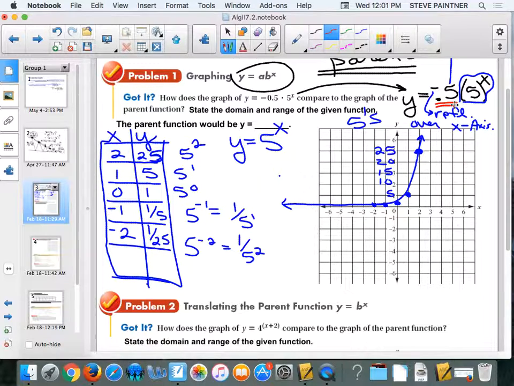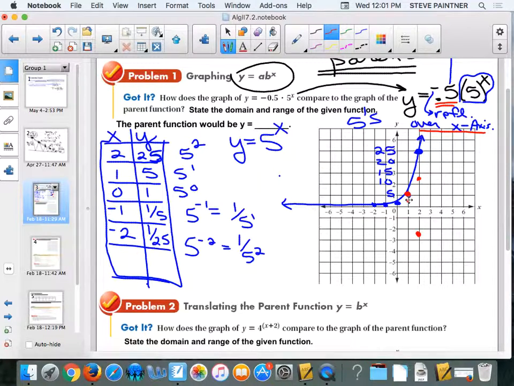Here, help me out, guys. 0.5. 0.5 is going to be, you're up 25. Where are you at now? 12.5. 12.5 is about here. Okay, what's this negative do? Reflects it over the x-axis. So if you're up 12.5, now where are you at? You're down 12.5, about here. So this point up here is now down here. 12.5 down. Okay, let's do it again. This point is 5 up. What's half of 5?